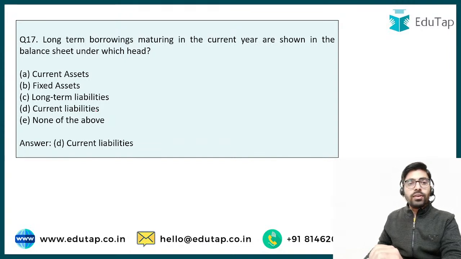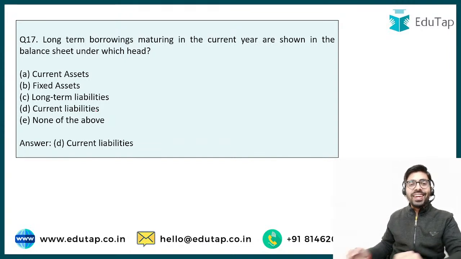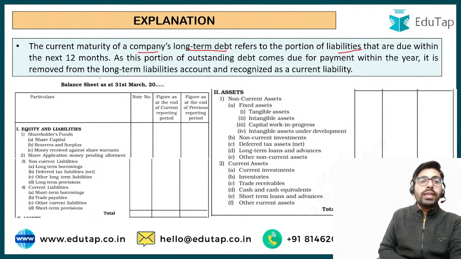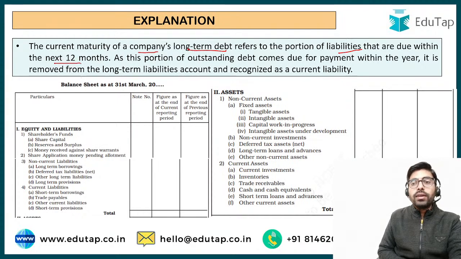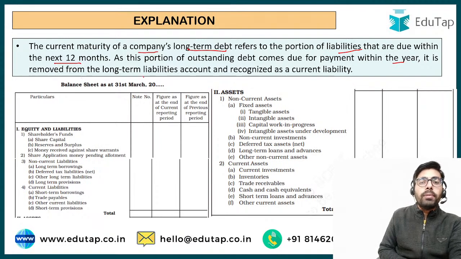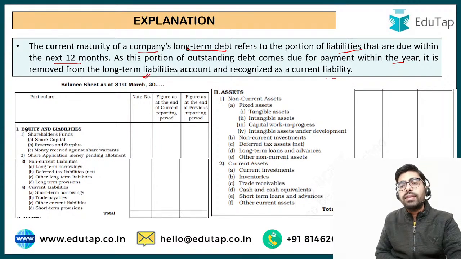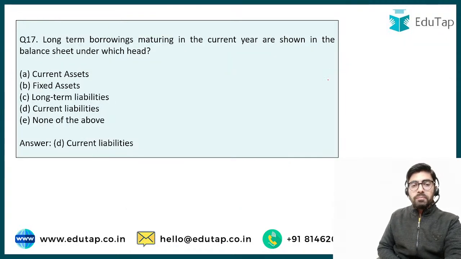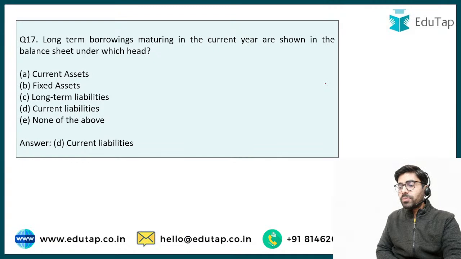Why some of you are saying option number C? It is said ki maturing in the current year. So do remember this thing. The current maturity of the company's long-term debt refers to the portion of liability that is due within the next 12 months. Okay. So as this portion is coming due within the year, it is basically removed from the long-term liabilities and it is classified as a current liability. Okay. So do remember this thing. So that's why answer is option number D.